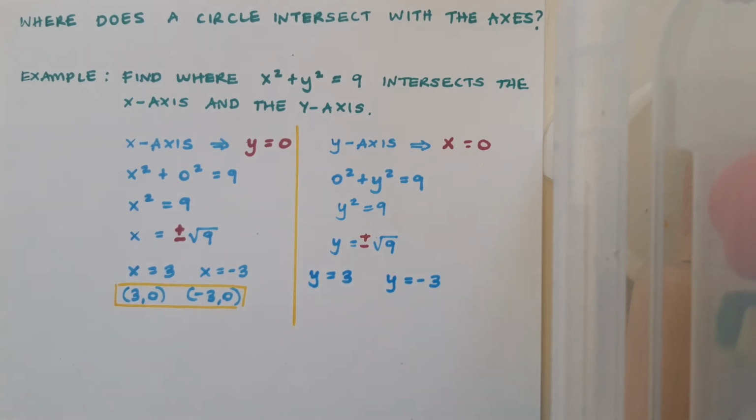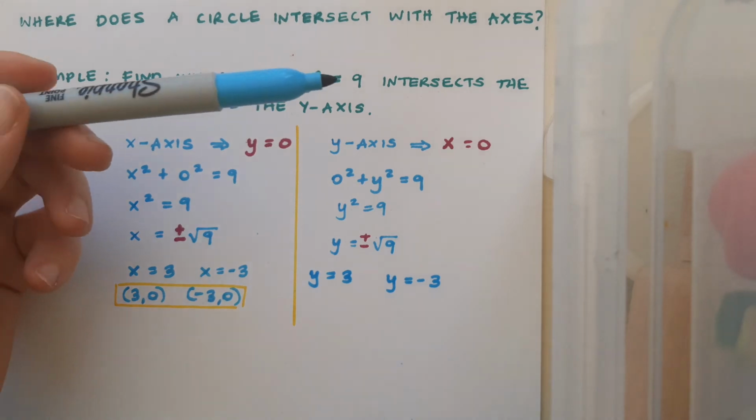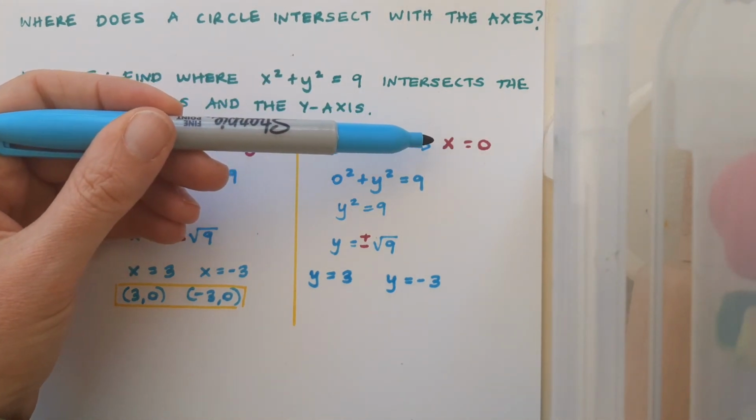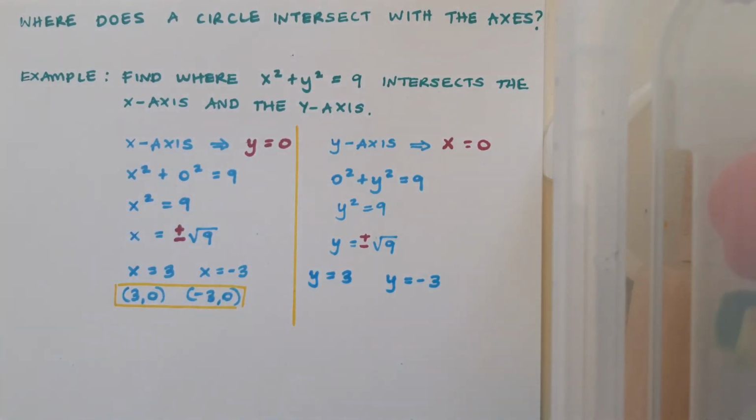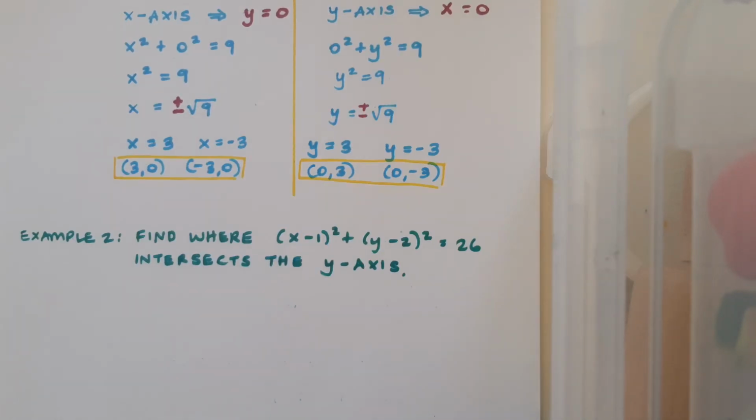And again, not a bad plan at the end of this to make the points. Again, don't forget the x value goes first, the y value goes second. So this time x is 0. So 0, 3 and 0, minus 3. So now I know the 2 points where my circle intersects the x-axis and the 2 points where it intersects the y-axis. So here's a second example.